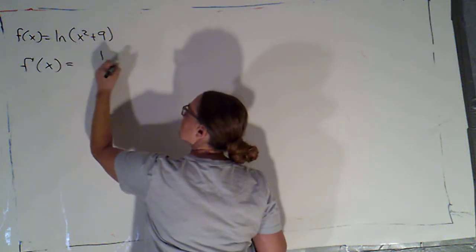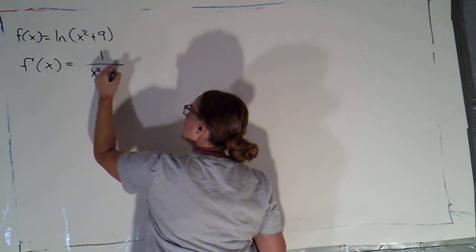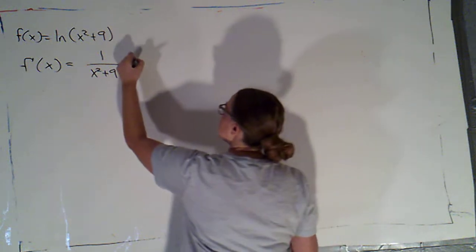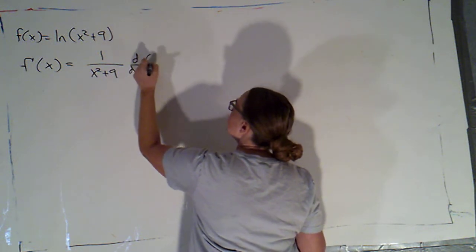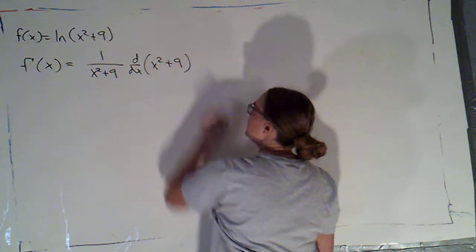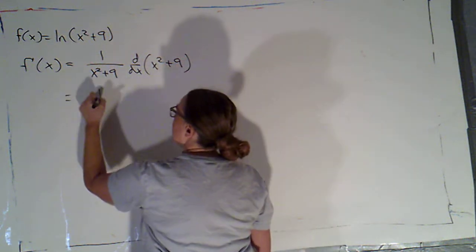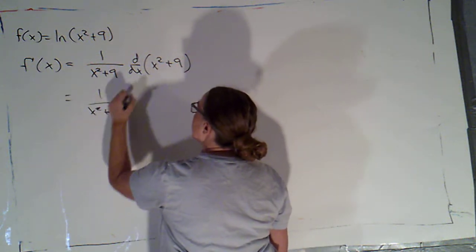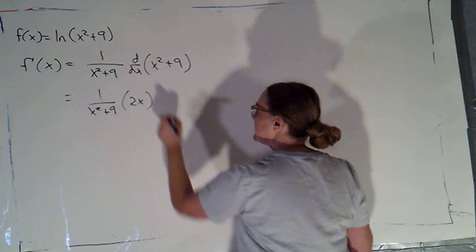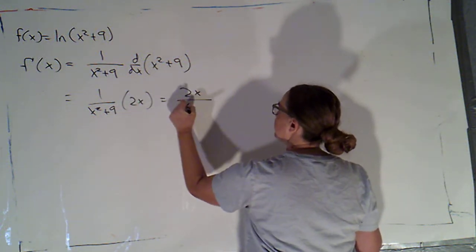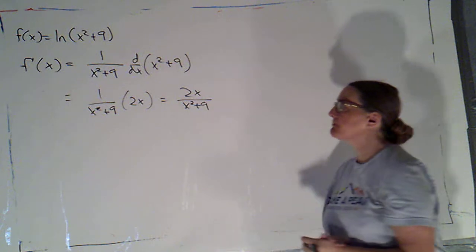The derivative of the natural log is the reciprocal, so I'll take the reciprocal of x squared plus 9 times the derivative of the inside part. So that's going to be 1 over x squared plus 9 times 2x. And I can just write that as 2x over x squared plus 9.